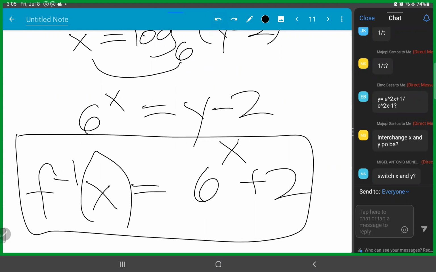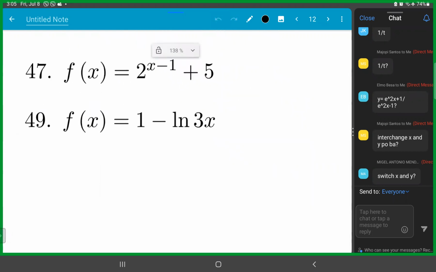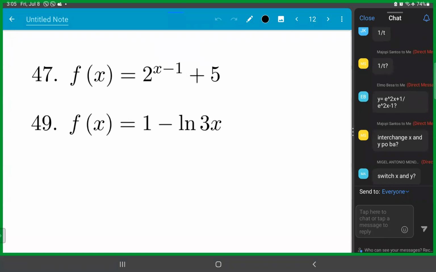Any question? So try nyo to. Kung may tanong, just send your question to the chat box. Inverse lang yan. Find the inverse.